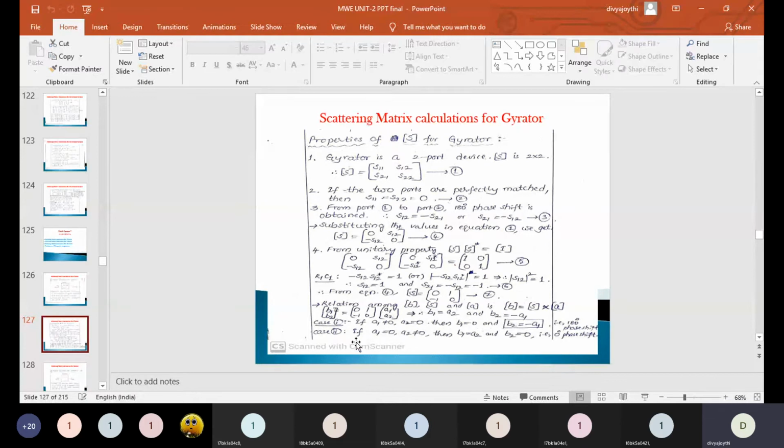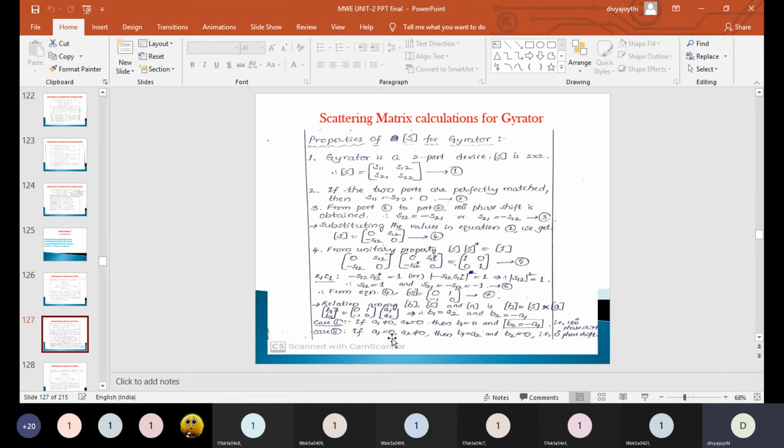Two cases. In the first case, we assume that input is given to A1. Then in that scenario, A2 will be 0. When A2 is equal to 0, B1 is going to be 0 and B2 is going to be minus A1. As we have minus 1, that indicates that there exists a phase shift between port 1 and port 2 when the wave is traveling from 1 to 2.